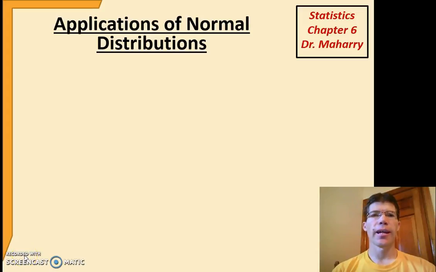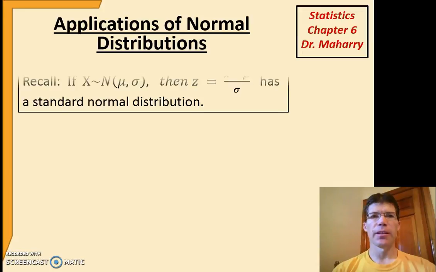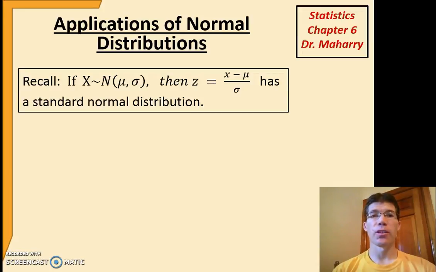In this video, we look at applications of normal distributions. So remember, a normal distribution is a distribution of data that has a bell-shaped curve to it. Remember that all normal distributions are symmetric and centered around their mean. And so we started by talking about the standard normal distribution. Remember, the standard normal distribution has mean 0 and standard deviation 1.